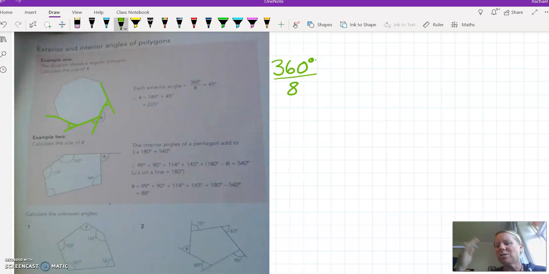Remember our fraction, top divided by bottom, that's all it is. It's a big divided by sign. 360 divided by 8 gives us 45. So that tells us those tiny little exterior angles are 45 degrees each.